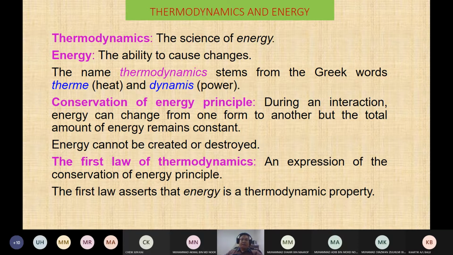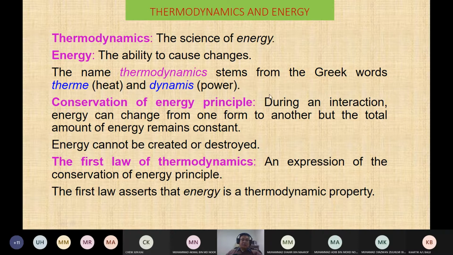For example, we try to utilize electrical energy to consume in the residence house, and we convert or transform the electrical into mechanical, like to move the fan, and also we turn on the aircon, and also other activities. Maybe some houses use electricity for the stove for cooking, so we convert or transform the electrical into heat energy or thermal energy.